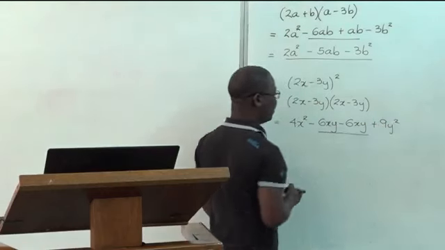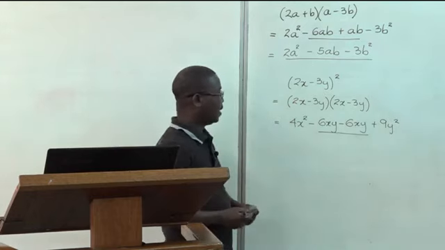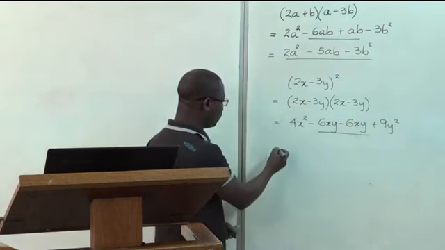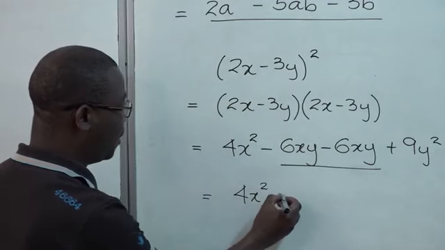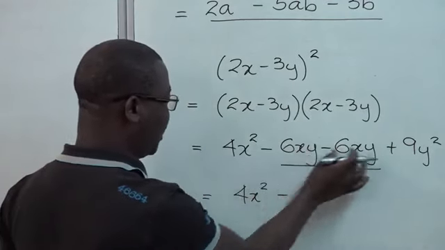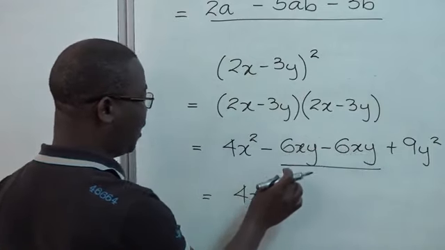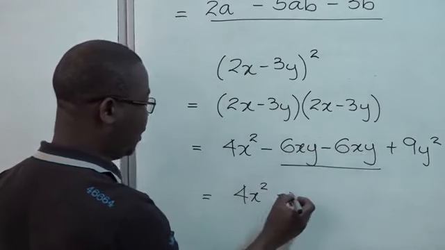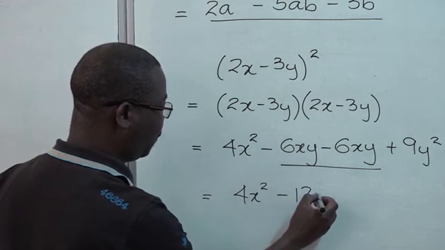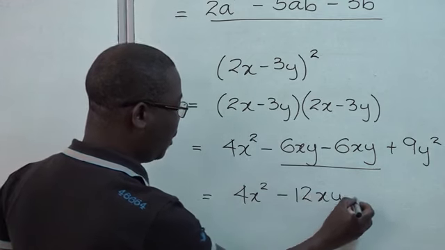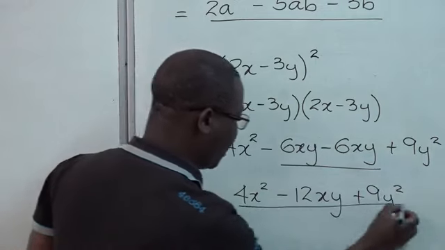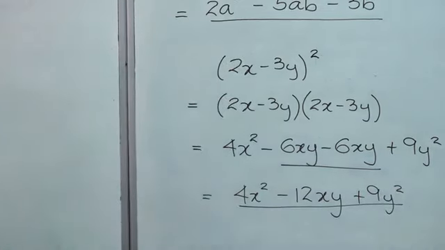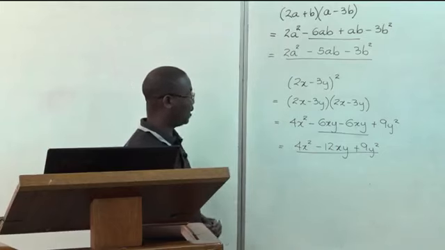Once again, we have got the middle terms and they are like terms. So we need to simplify that part. 4x squared minus, then because there is two negatives, it means we add them and keep the sign, which gives us 12xy plus 9y squared. That becomes our answer for that expression or for that question.